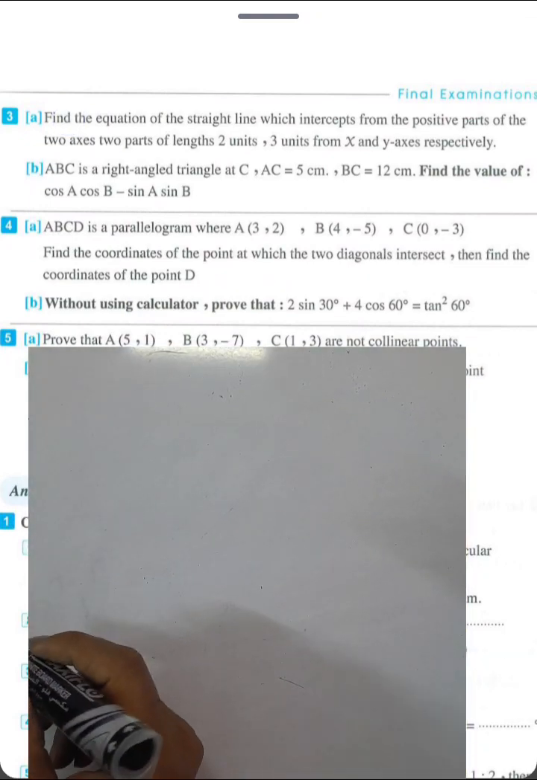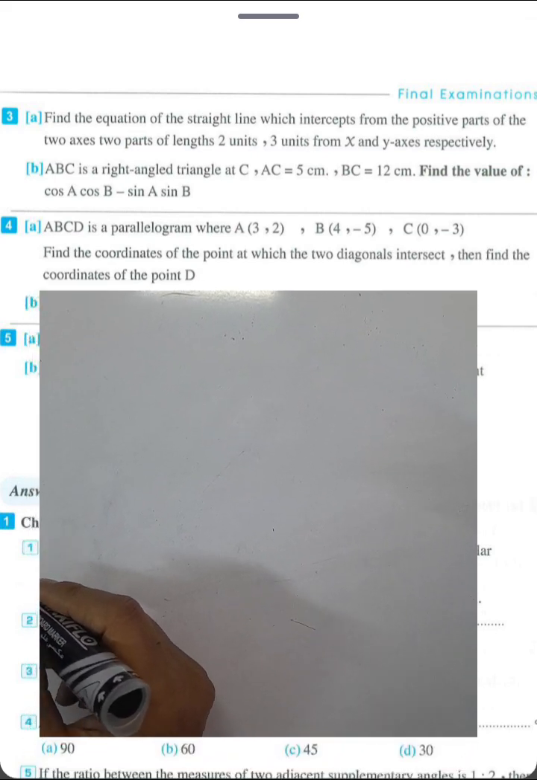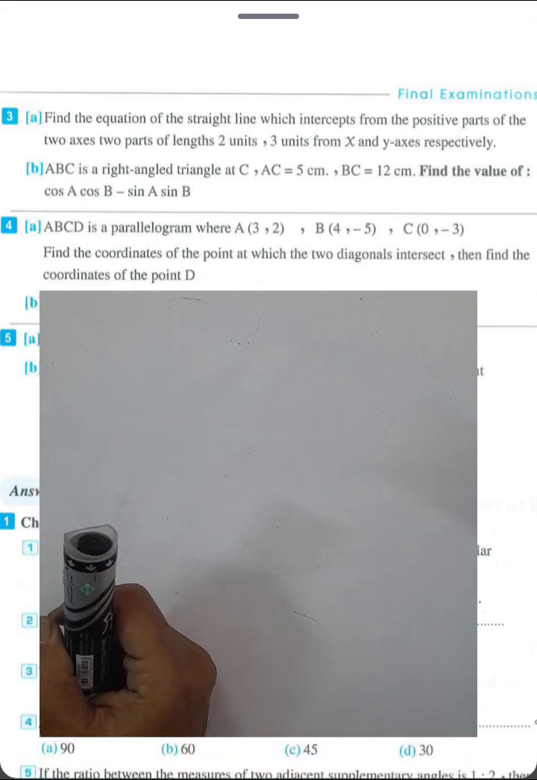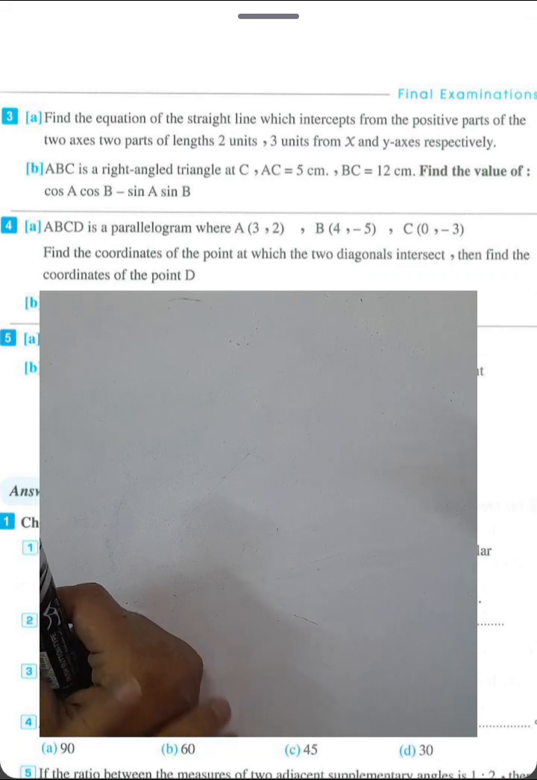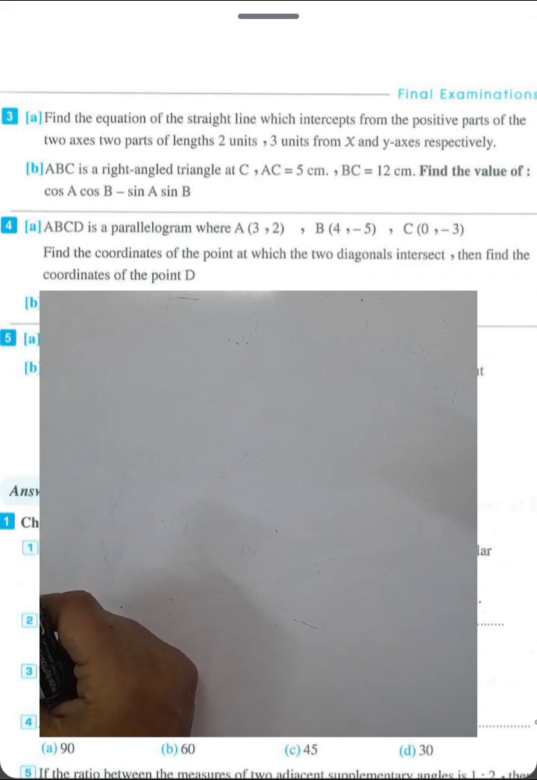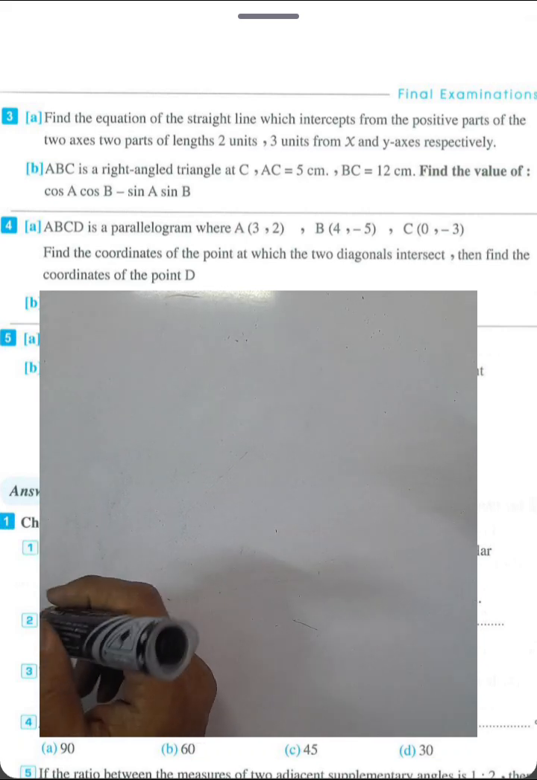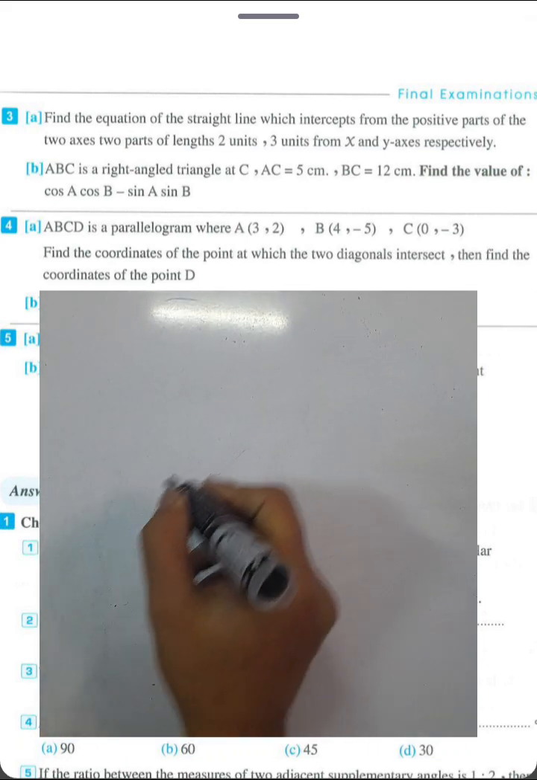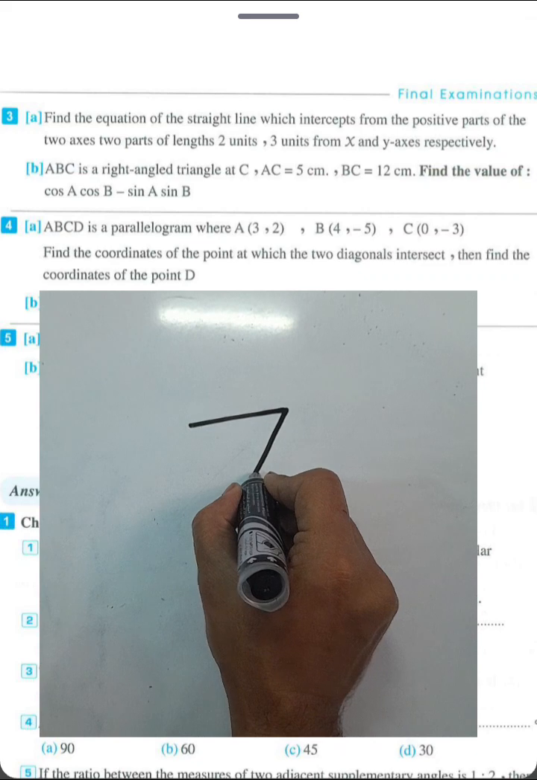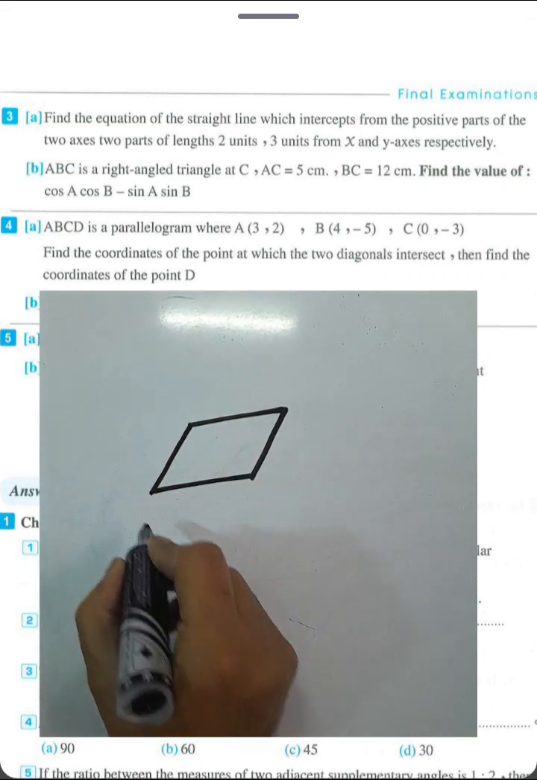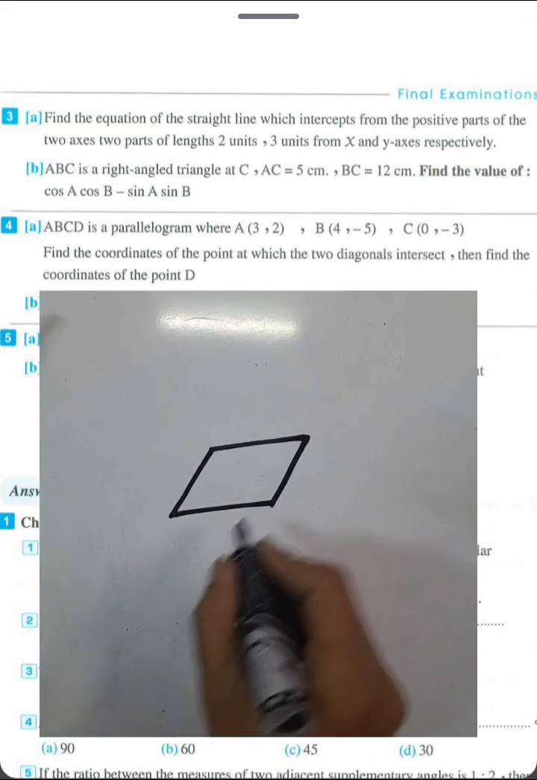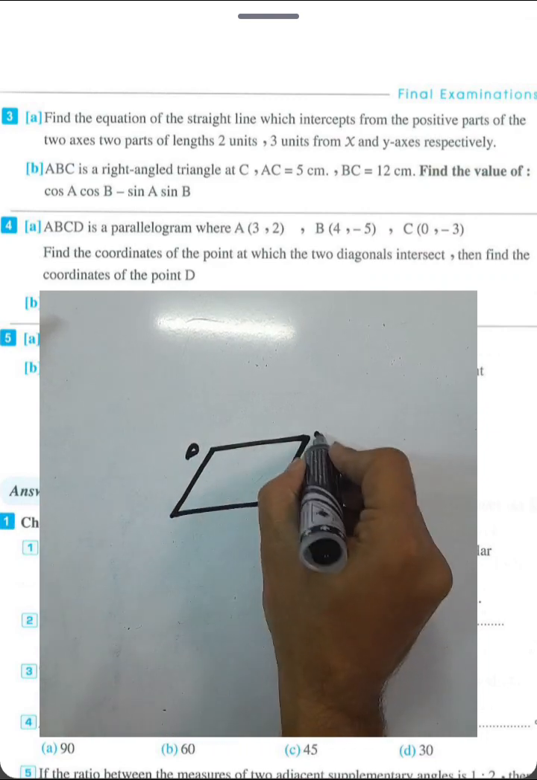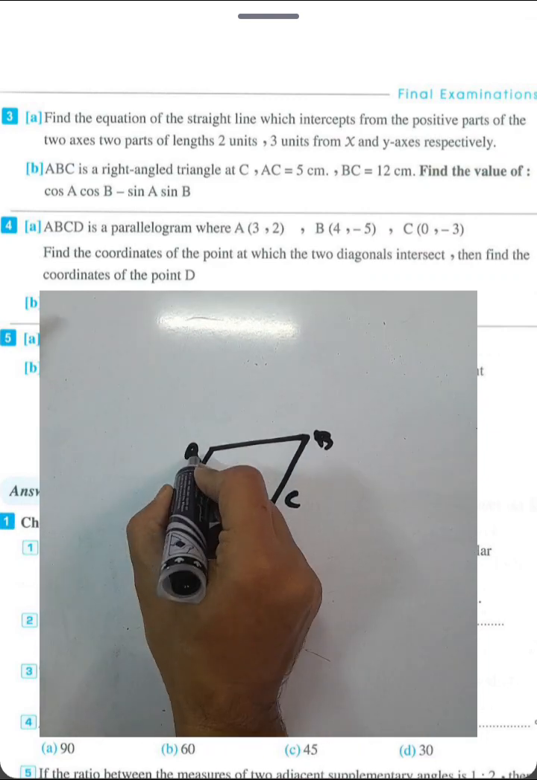Next example, number 4. ABCD is a parallelogram where A is 3 and 2, B is 4 and negative 5, and C is 0 and negative 3. Find the coordinates of the point at which the two diagonals intersect. Then find the coordinate of the point D. We have a parallelogram, and we know the properties of any parallelogram: each of the opposite sides are equal in length, and the opposite angles are equal in measure. We have A, B, C, and D.